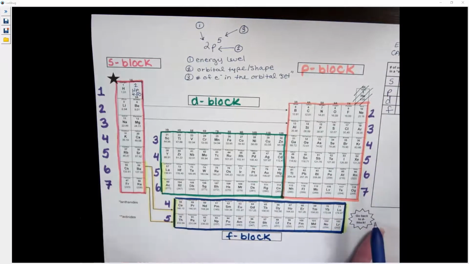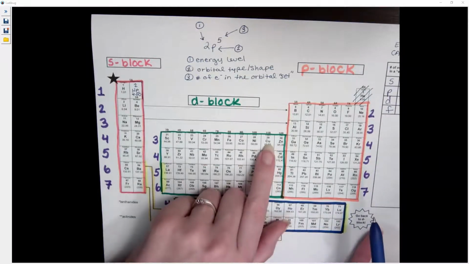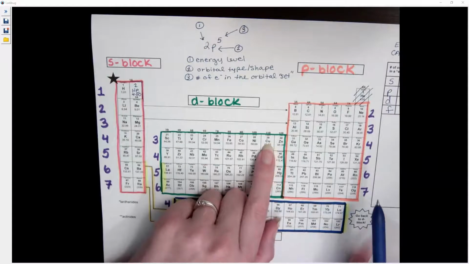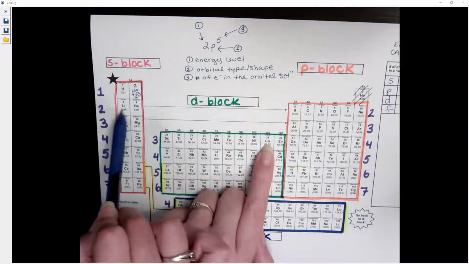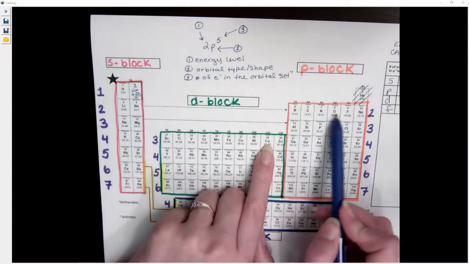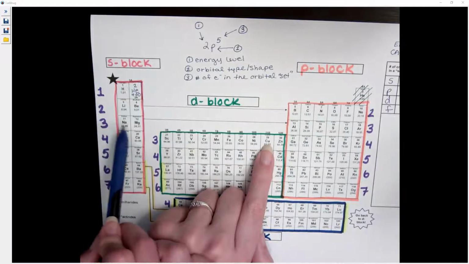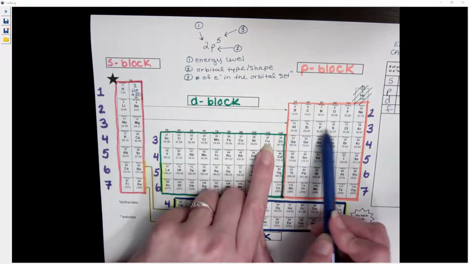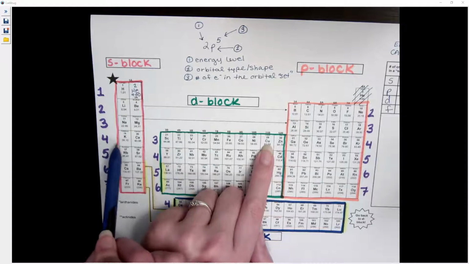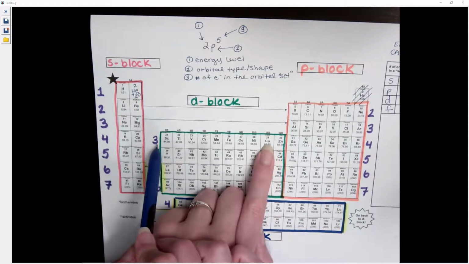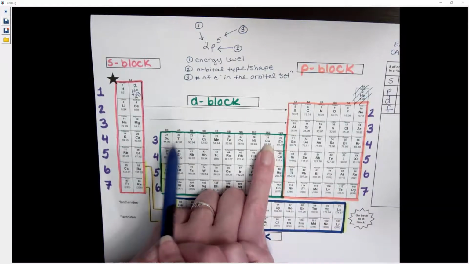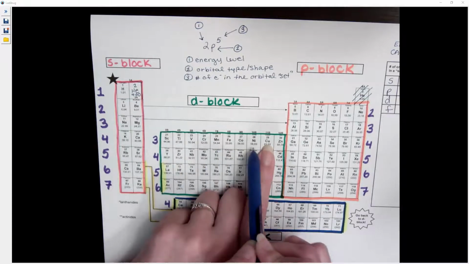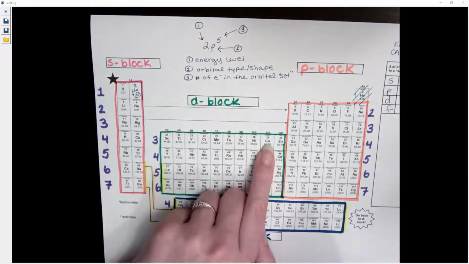So let's try copper. 1s2, 2s2, 2p6, 3s2, 3p6, 4s2, 3d9. People sometimes in the D block lose track. If you have to literally count 1, 2, 3, 4, 5, 6, 7, 8, 9, that's totally fine, okay?